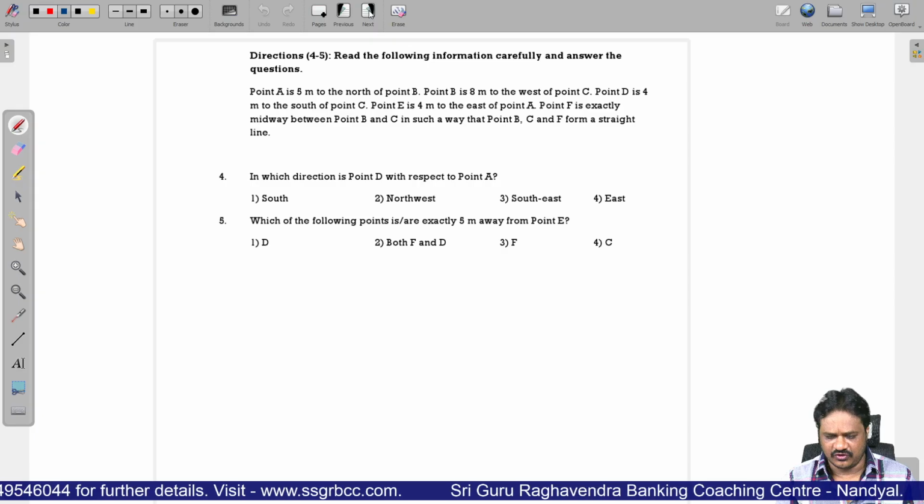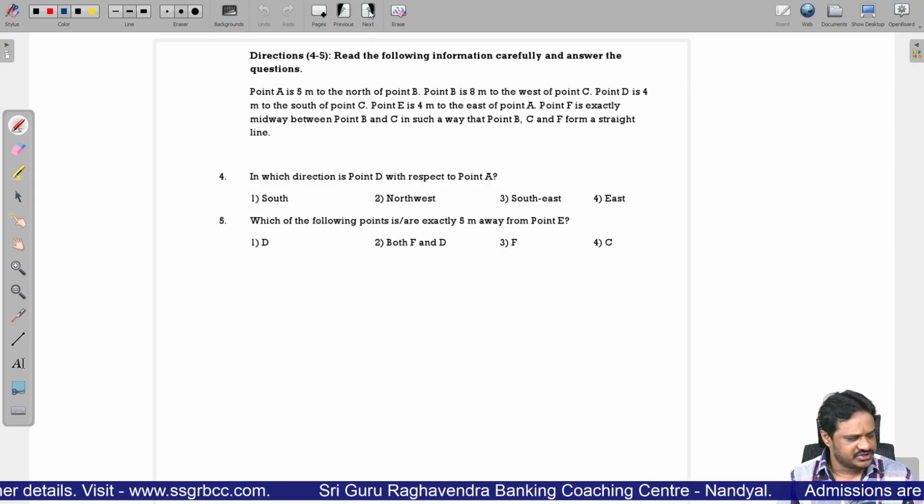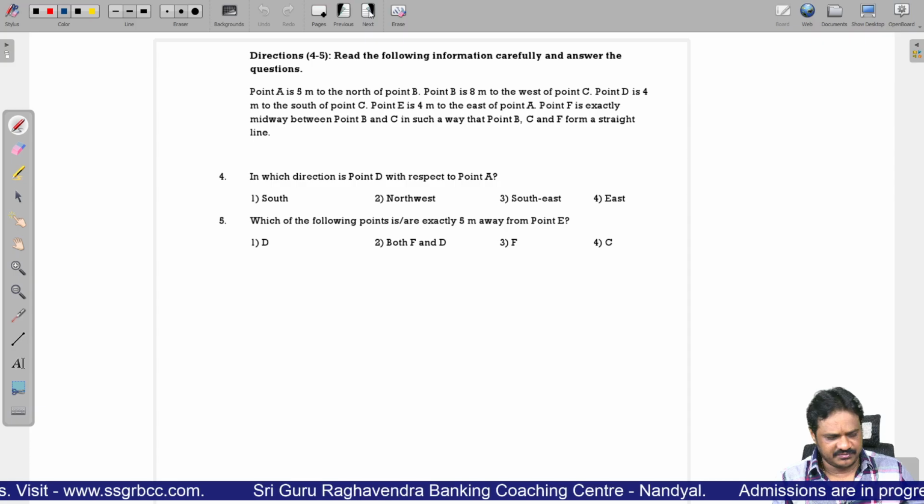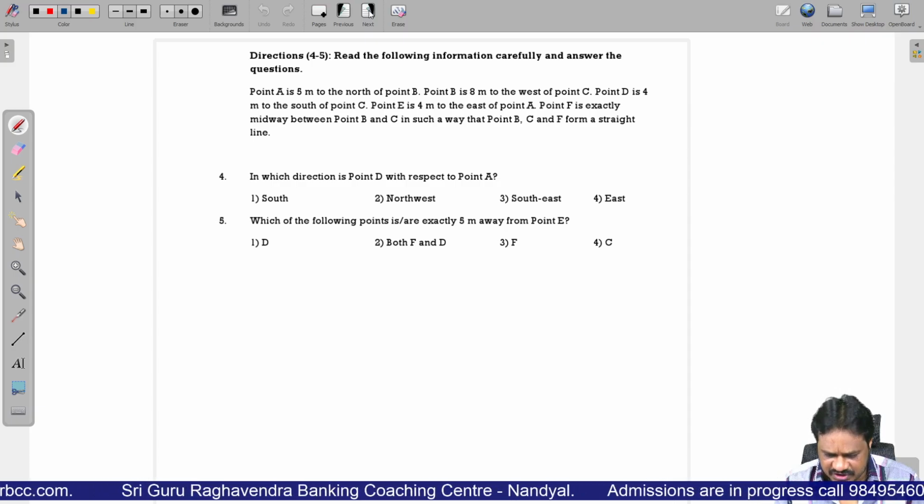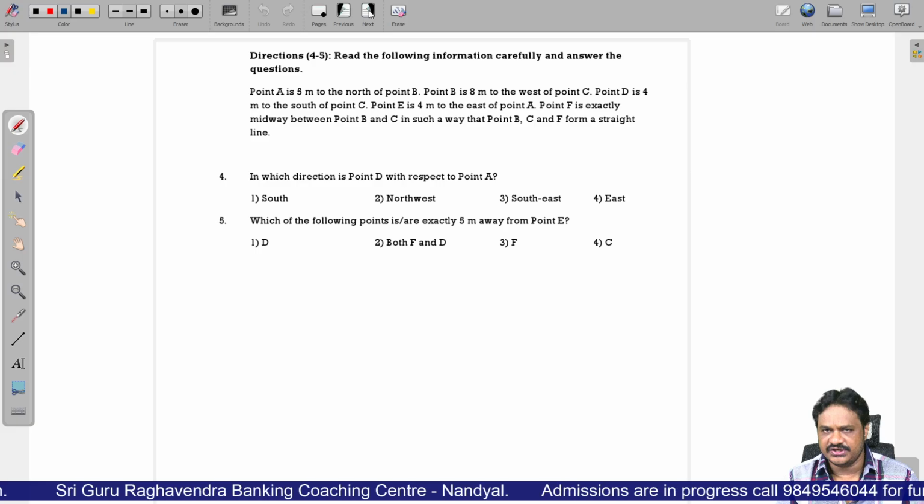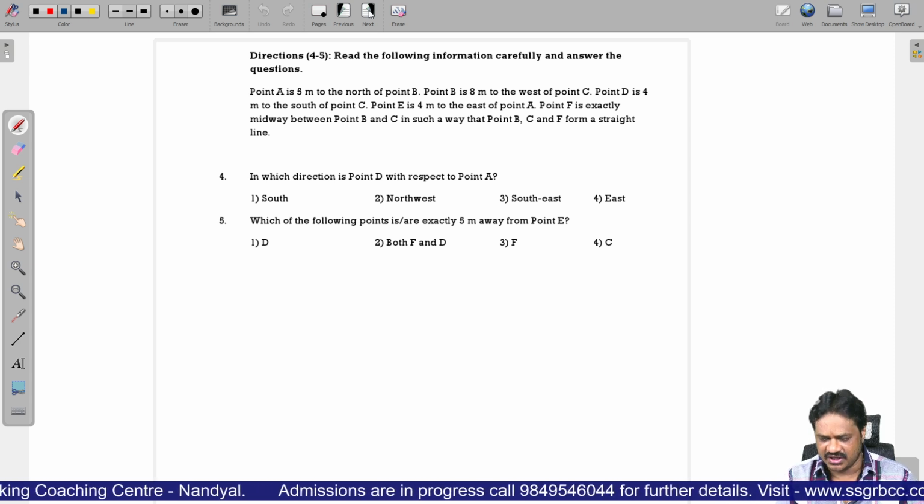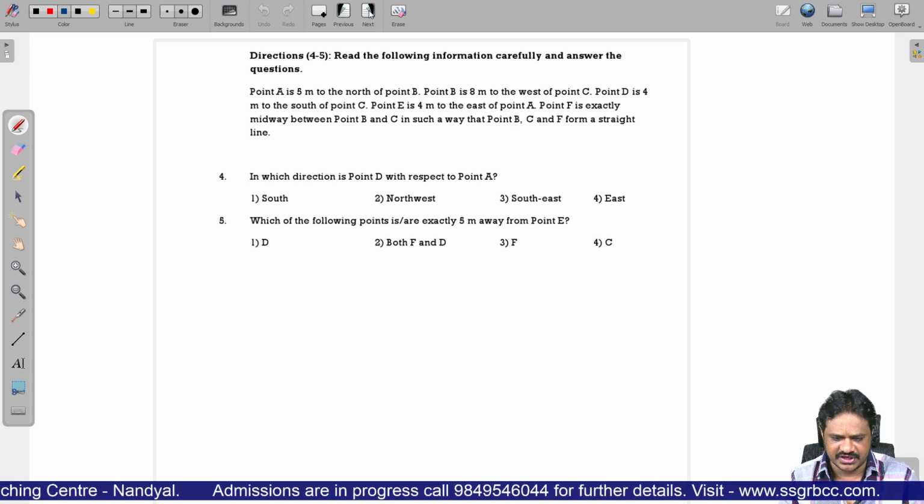Let us see 4 to 5. Point A is 5 meters north of B. Point B is 8 meters to the west of C. D is 4 meters to the south of C. E is 4 meters to the east of A. And F is exactly midway between B and C in such a way that BCF form a straight line.